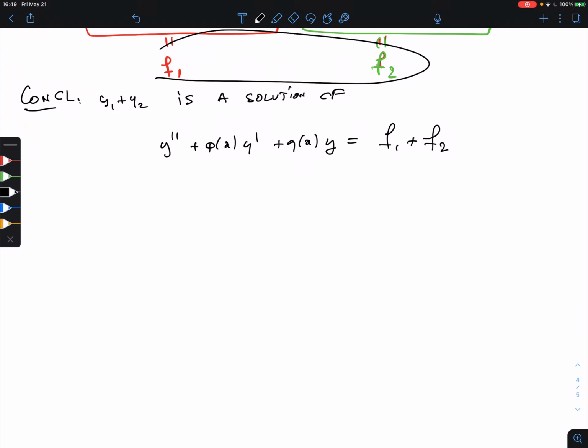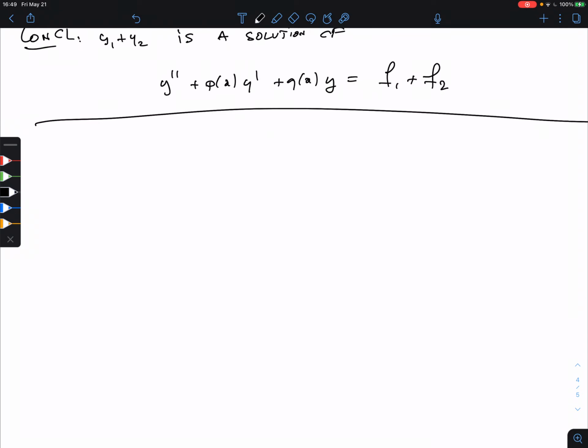So suppose we have x squared y double prime plus 4x y prime plus 2y equals, and now I'm going to have two different forcing functions. The first one is 2x to the fourth, and the second one is 4x squared.